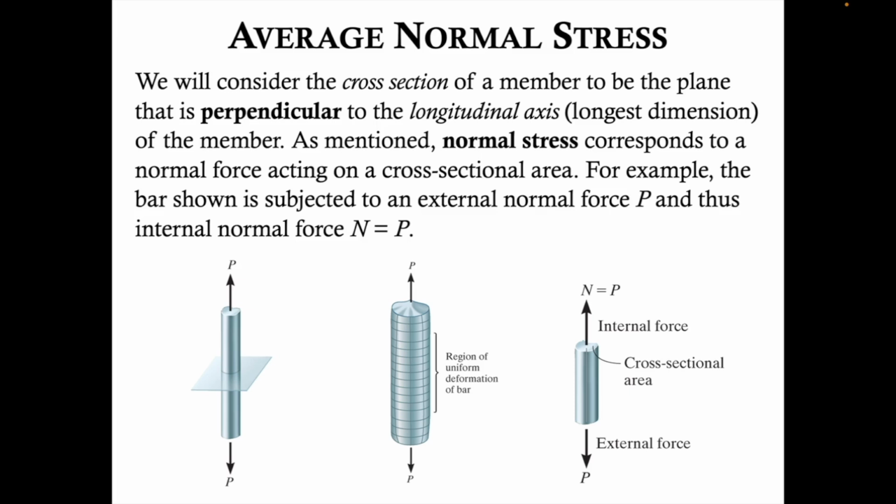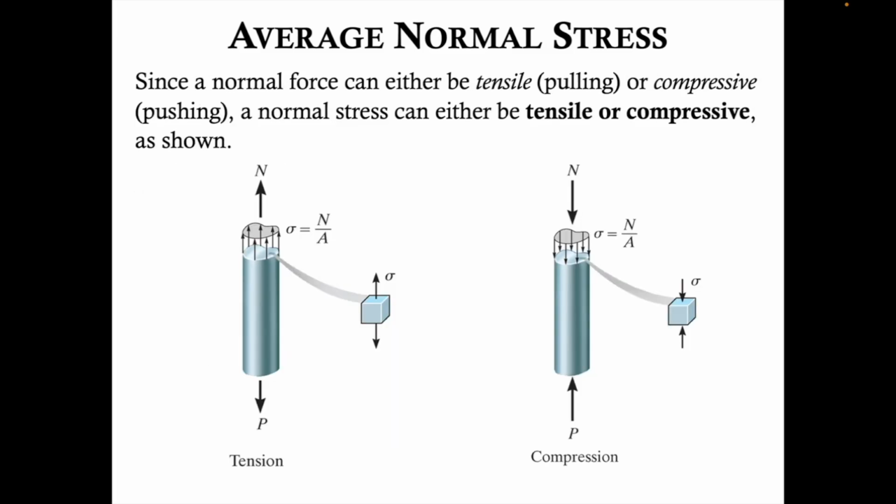For example, the bar shown here is subjected to an external normal force P, and thus an internal normal force N equals P. Since a normal force, as we learned in statics, can be either tensile, meaning it's pulling on the member, or compressive, pushing on the member, feeling contraction, a normal stress then can either be tensile or compressive, as shown. So here's a state of tension, pulling on the bar. Compression is being illustrated on the right, pushing or pressing on the member.